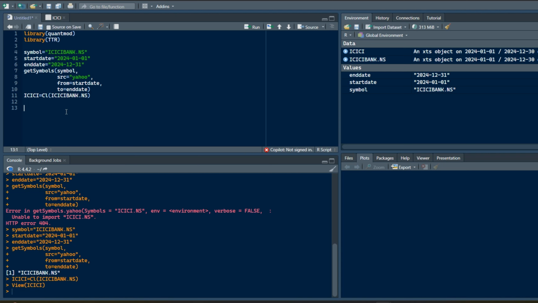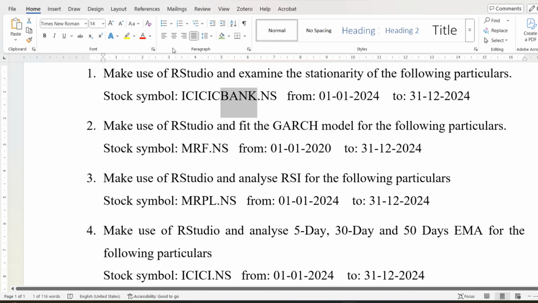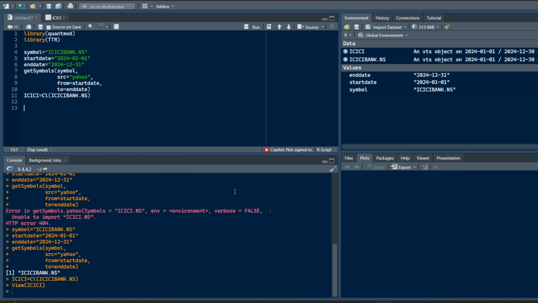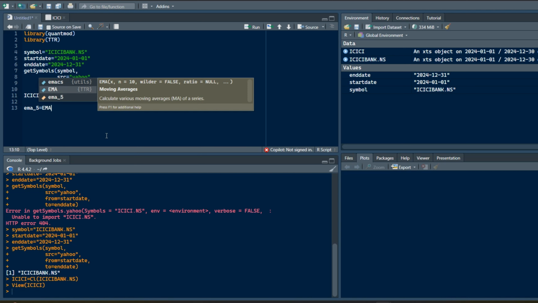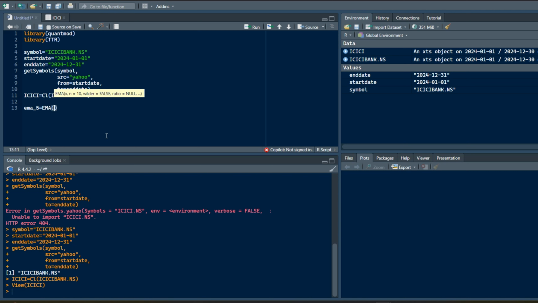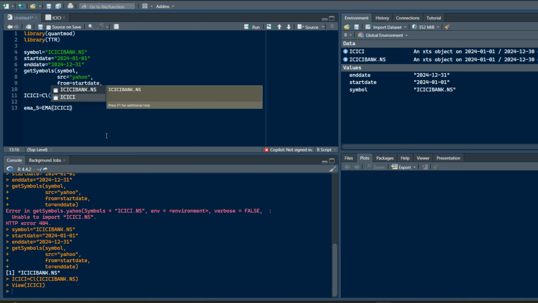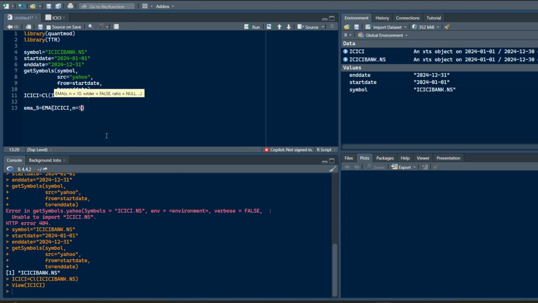Now EMA. For EMA, there are 3 different EMAs here: 5, 30, and 50 days. So we'll go with first one, 5 days EMA. So EMA, I will write in small letters, EMA underscore 5 equal to EMA of TTR package, EMA of x is ICICI, comma, n equal to 5. So 5 days exponential moving averages.